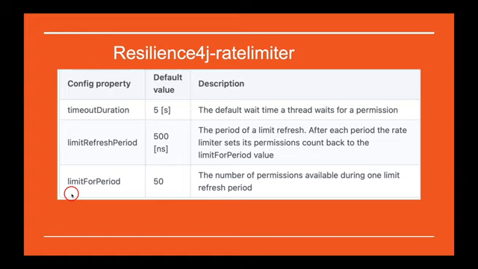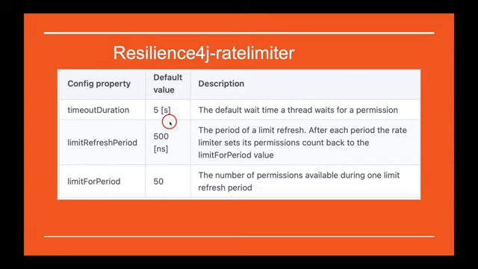Basically, we have to define the limit for period. The default value is 50 here, so 50 requests will reach our service within 500 nanoseconds. If you want to customize, you can do it here. If you want to define 10 requests, you can define 10 requests here. And if you define 5 seconds, then within 5 seconds 10 requests will reach that service. After that it will reject the requests. The timeout duration is 5 seconds here, the default wait time a thread waits for permission. Basically it will delay 5 seconds here.